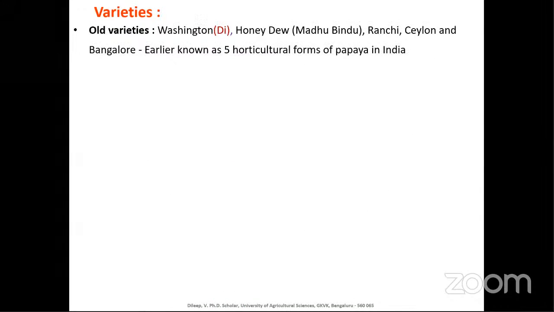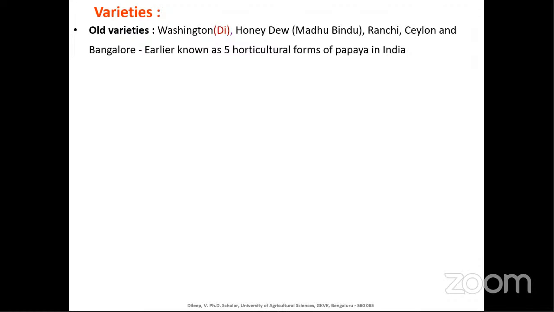And varieties. As I said, varieties are given less importance by everyone, and for crops which contain a huge number of varieties, the importance is even less. So some of the very prominent varieties, you have to remember.